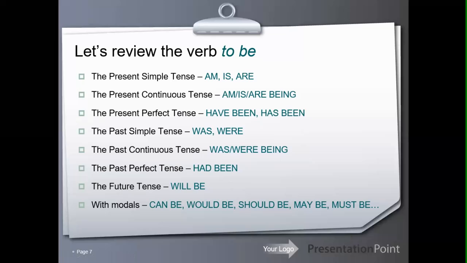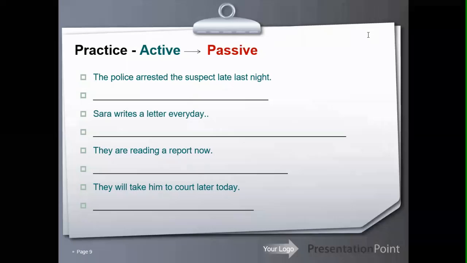And for the future tense, will and be. And same with modals: can be, would be, should be, maybe, or must be. Plus, we're gonna use the past participle of the main verb. Okay, we learned how to make a passive sentence.